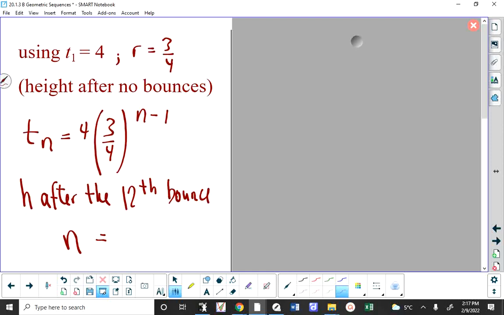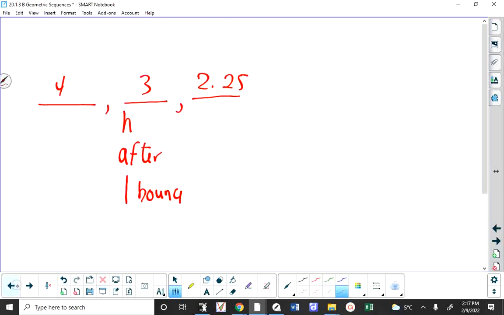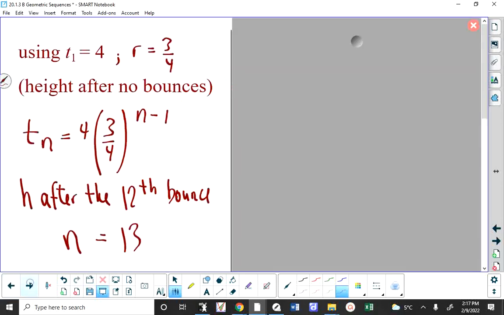Okay? 13. Because if I go back, this is after 0 bounces and it's the first term. This is after 1 bounce and it's the second term. This would be after 2 bounces and it's the third term. So the term number is 1 more than the bounce number. I don't know if that's what went through your head, but that's what you would need to do. You would need to use n equals 13.